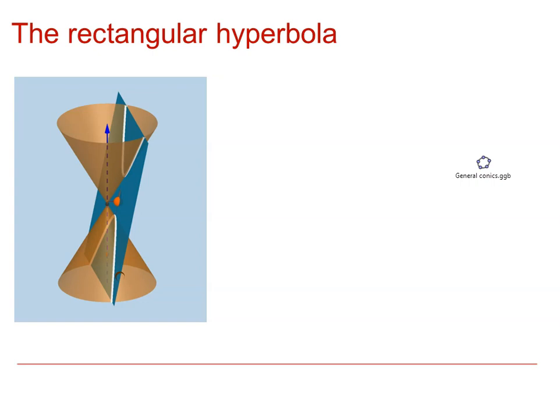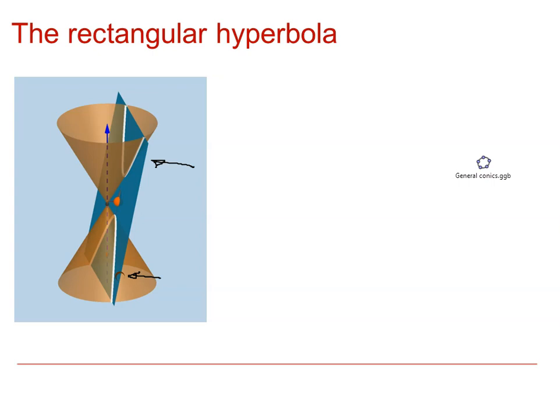Remember then that the hyperbola is the family of curves where the plane cuts through both the top and the bottom section of the cone. So it's the only one of the family which has got two paths to it. So it has two branches here and here.